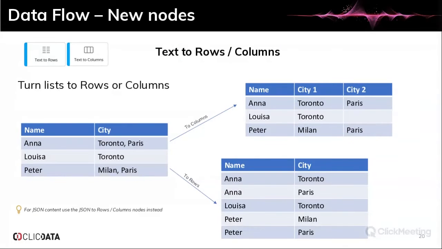Another node that we developed recently is the text to rows or columns. It's very similar to the other one we had before, which is the JSON to rows and JSON to column nodes. It transforms whatever array of items that you have in a field into rows or columns, depending on the node that you choose. It really helps you to prepare your data for other operations afterwards, and also for cleaning.